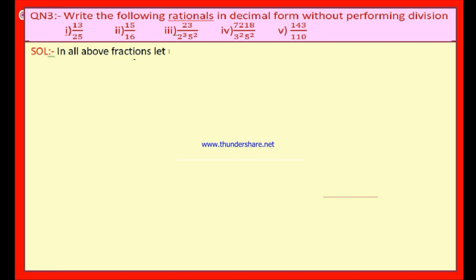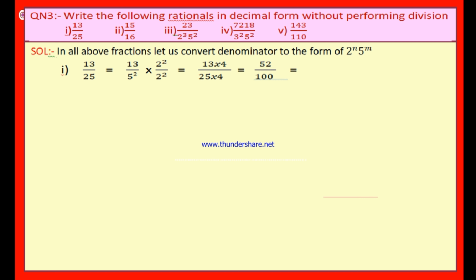Here is the solution. In all above fractions, first of all, let us convert the given denominator to the form of 2 power n into 5 power m. Look at the first bit, 13 by 25. You can write the denominator 25 as 5 square. Therefore, 13 by 25 is 13 by 5 square. But the denominator should be in the form of 2 power n into 5 power m. Since 5 square is the denominator, you should have 2 square also in the denominator.